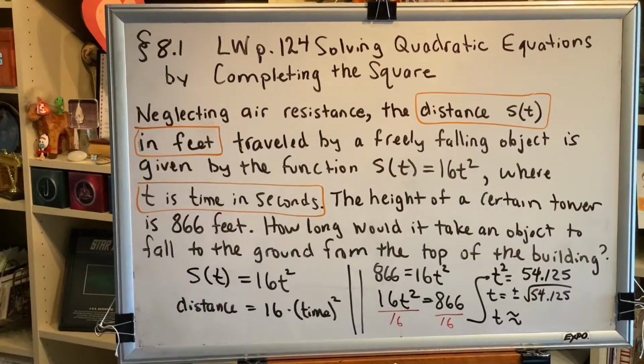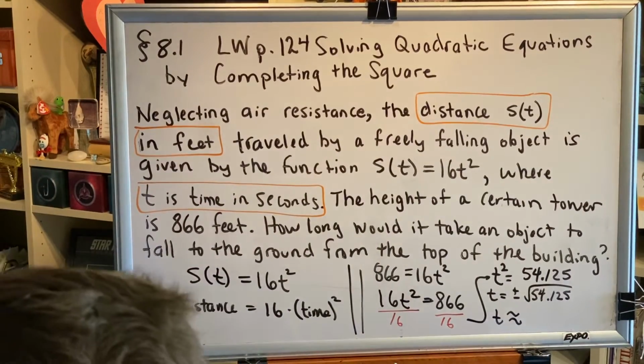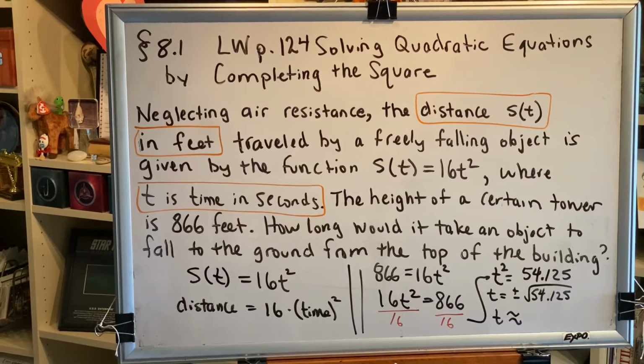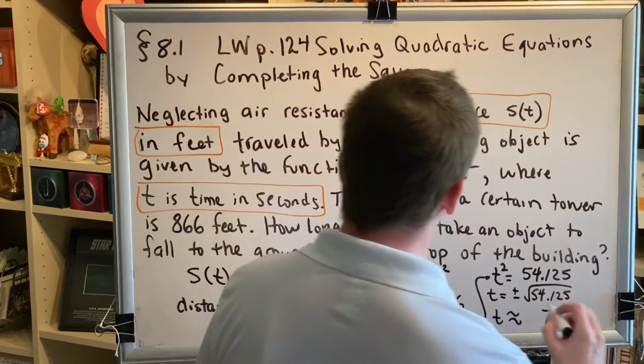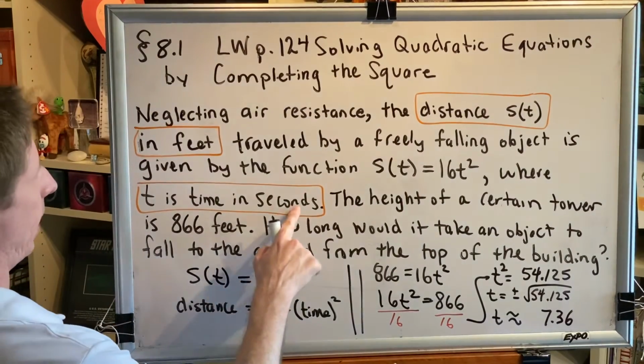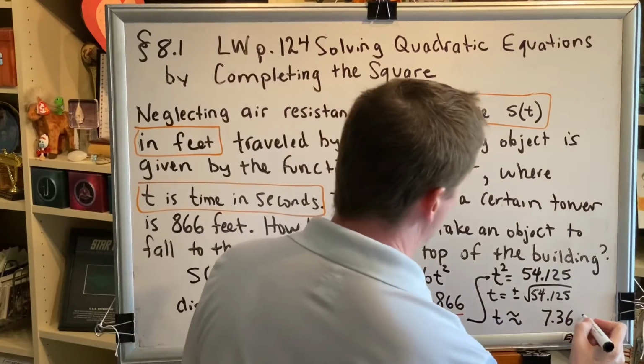We pick up our calculators once more, and we do the square root of 54.125. And we get approximately 7.36. 7.36 what? Seconds. Time is measured in seconds.